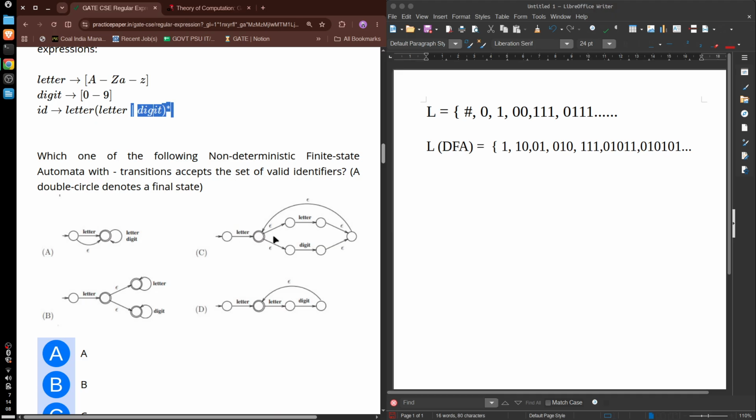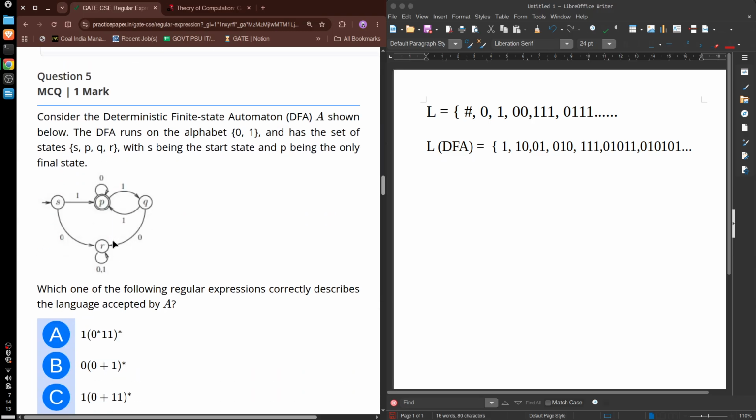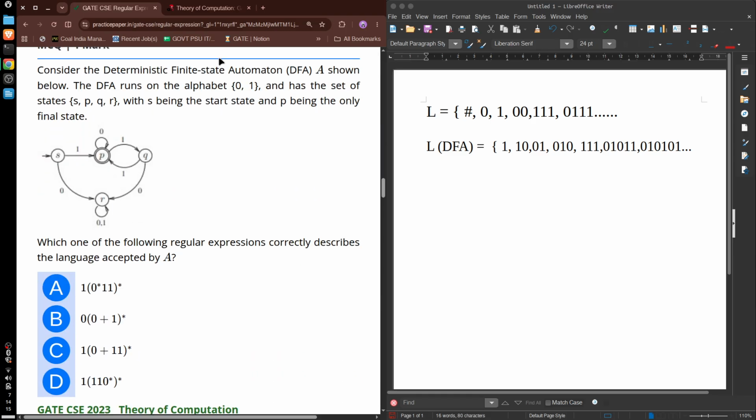So the answer for C is true, right? That's a true. Next we have a DFA. That is the same concept. We just have to find out which of the languages is accepted by this DFA.